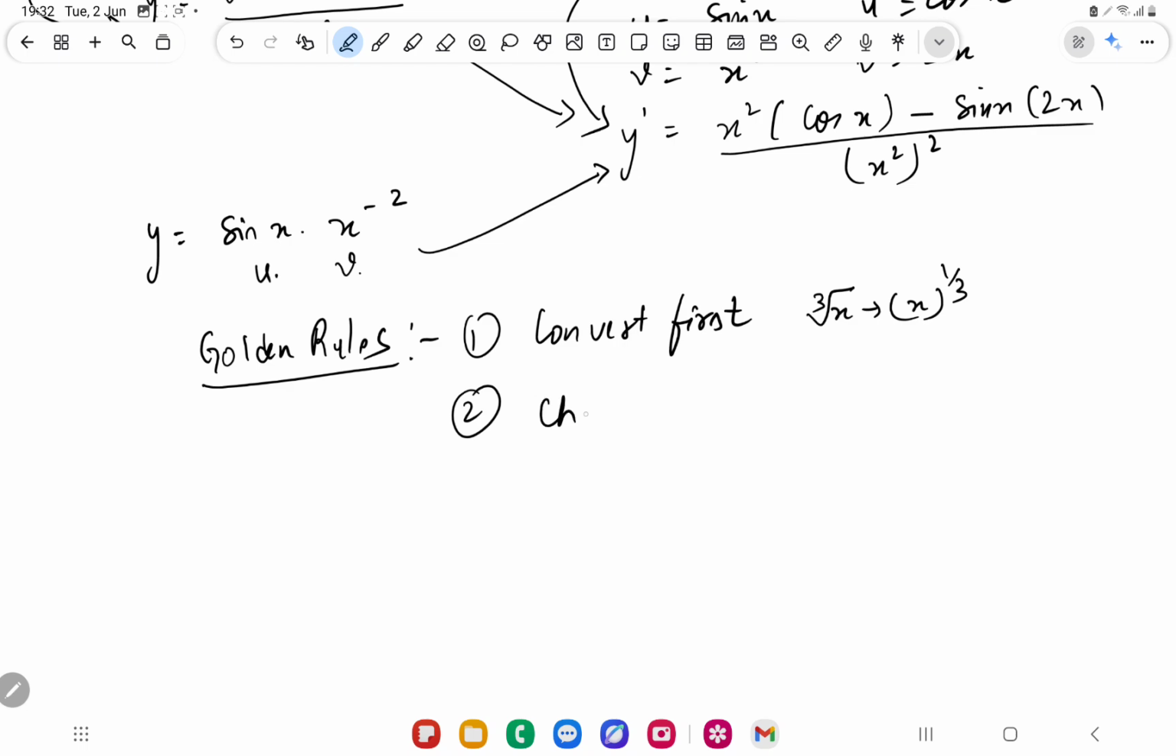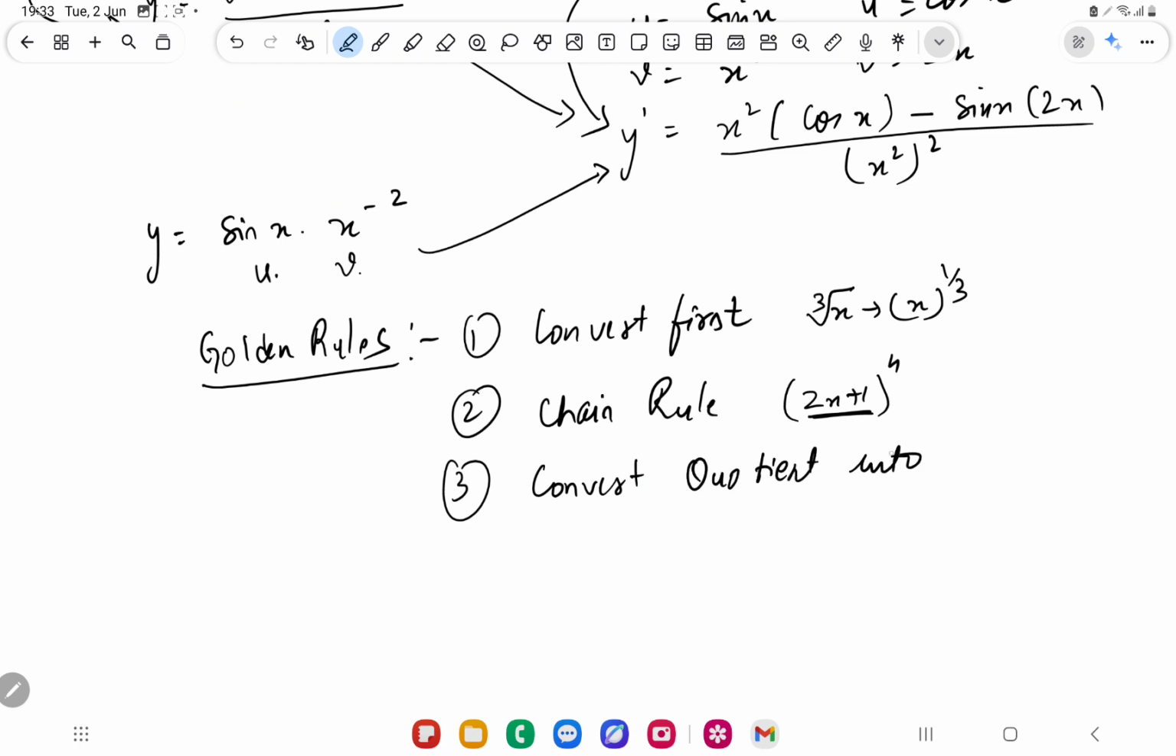The second is the chain rule. Any composite function's derivative is the derivative of the outside into the derivative of the inside. We just did (2x plus 1) whole cube. So the derivative of the outside is applying the power rule, and then the derivative of the inside. The third one is that we studied the product rule and the quotient rule, so you can convert the quotient into a product.